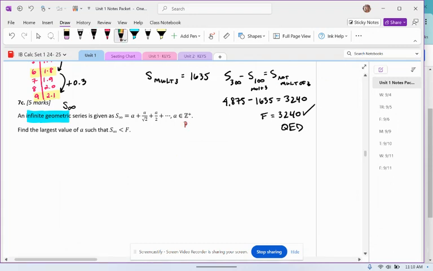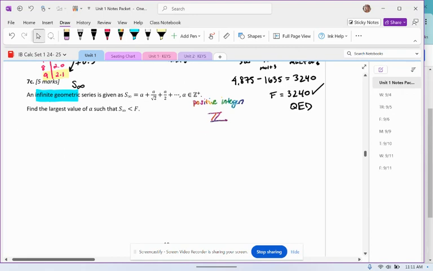So Z plus is positive integers, and that looks like this. Okay. So, find the largest value of A such that the infinite sum is less than F.